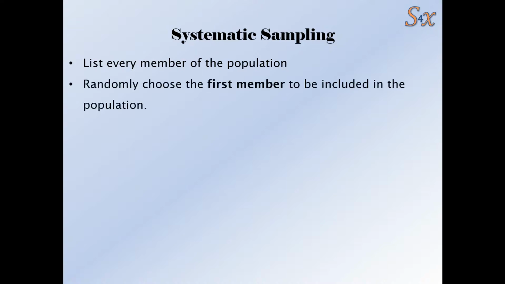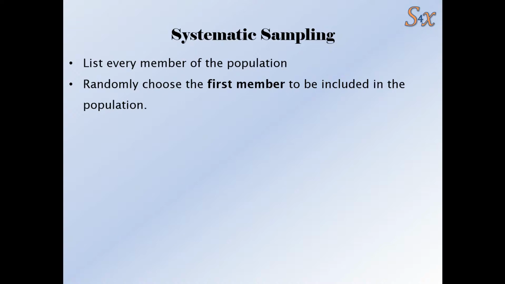And let's have a quick talk about systematic sampling. This is a bit different again. To do systematic sampling, we require a list of every member of the population effectively. We need to know every single member of the population. We're then going to randomly choose the first member to be included in the population.